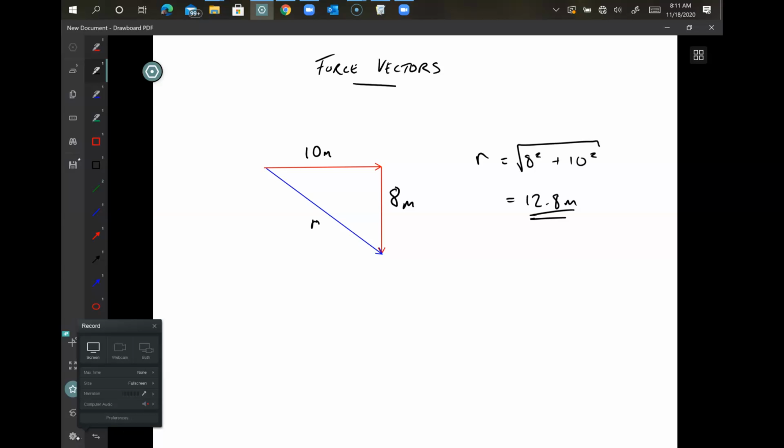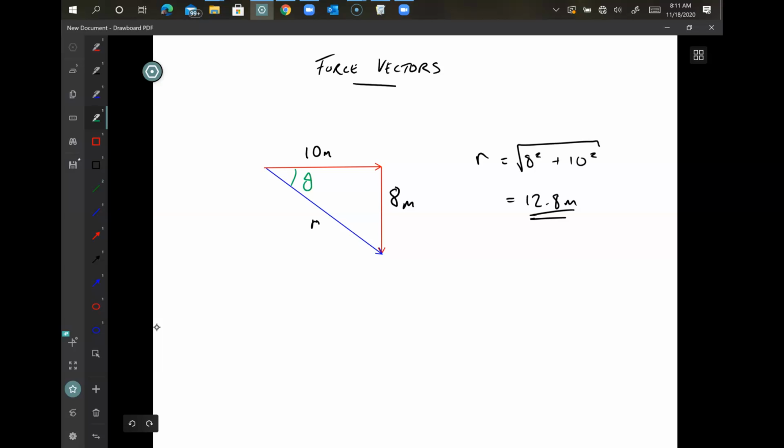However, although walking 12.8 meters would tell you how far to go to replicate those two red arrows, it would not tell us in what direction we need to go, right? You could walk 12.8 meters in any direction. Doesn't mean you'll end up in the same place. So we need a directional component. That means finding this angle here.